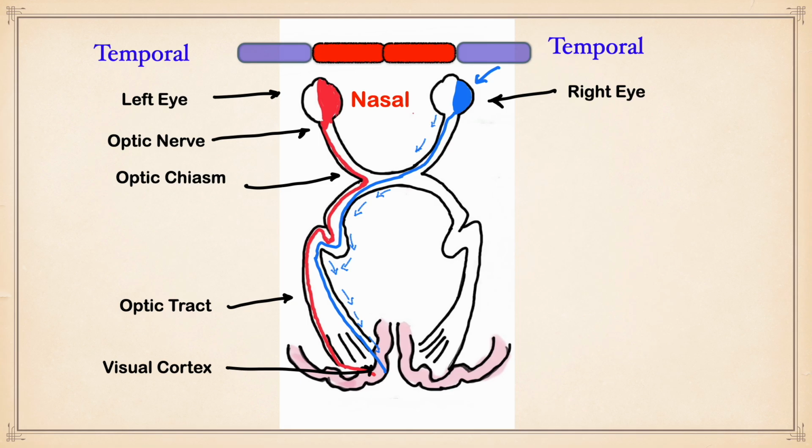Light from the temporal side of the visual field enters the right eye through the temporal side. It crosses and hits the nasal side retina, which converts the light rays into electrical signals, which then proceed down the optic nerve, crosses the optic chiasm, and continues down the optic tract on the opposite side, ending in the visual cortex.